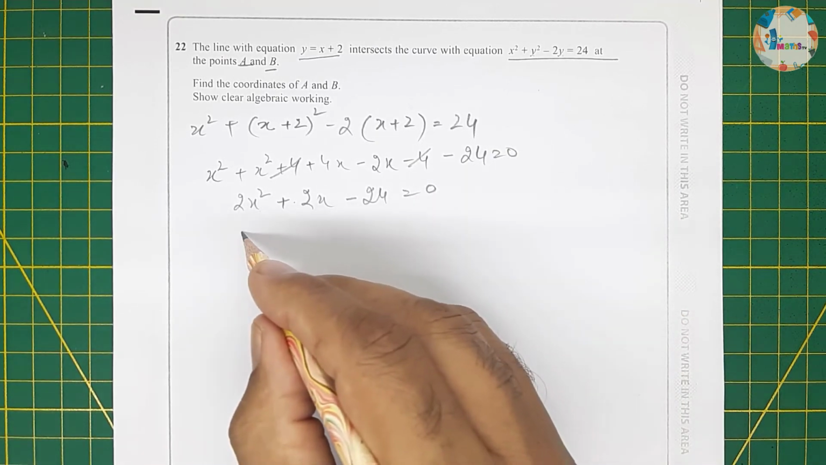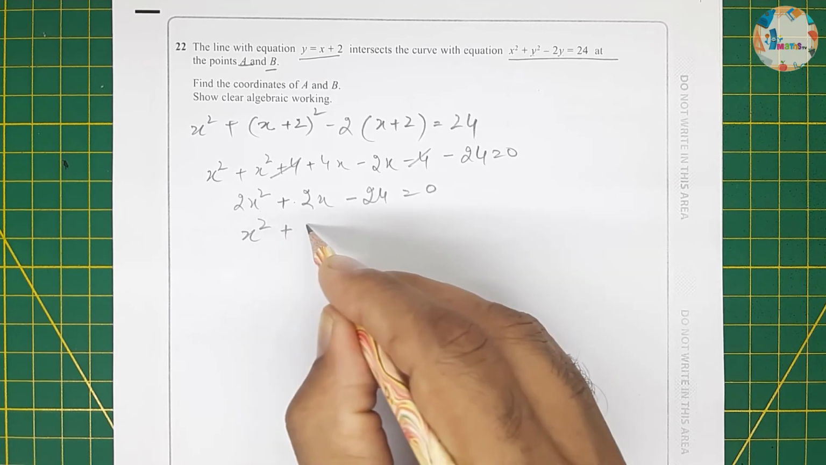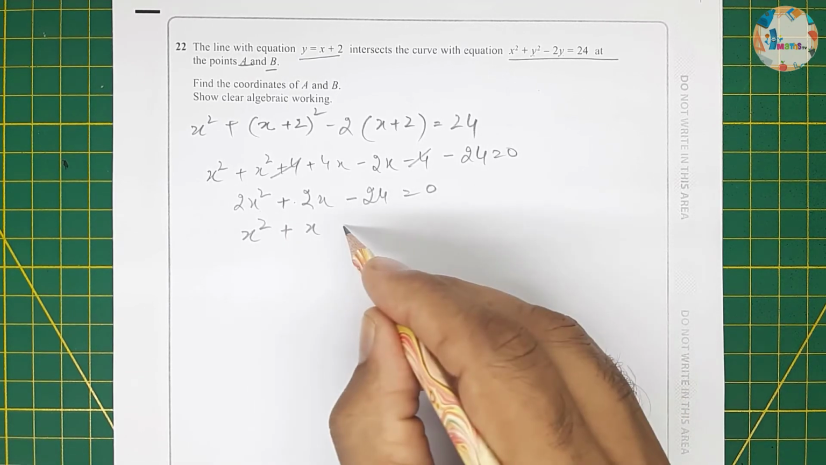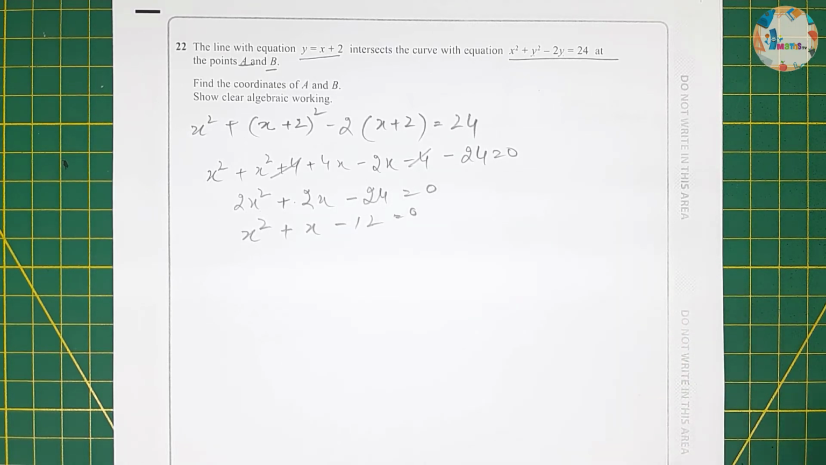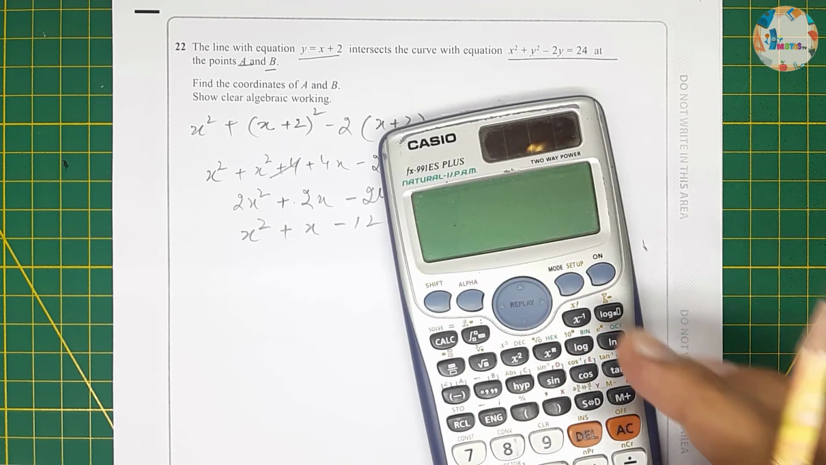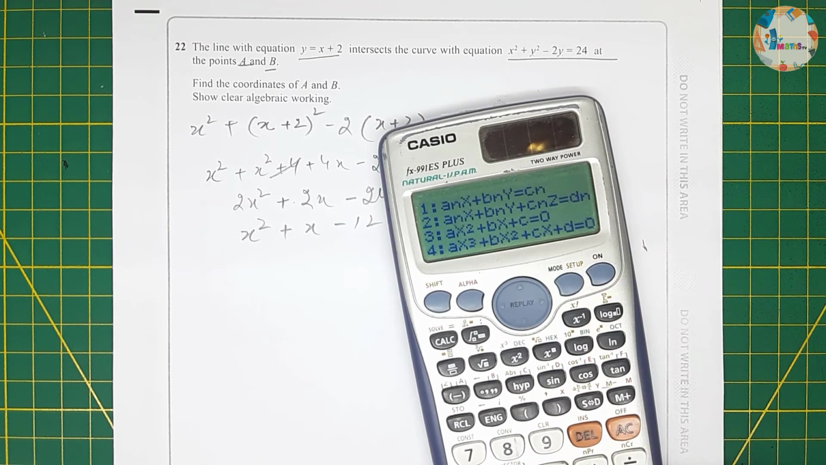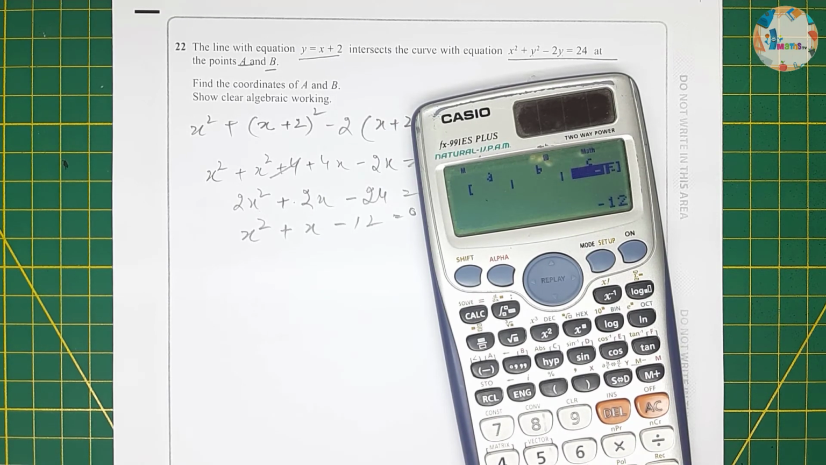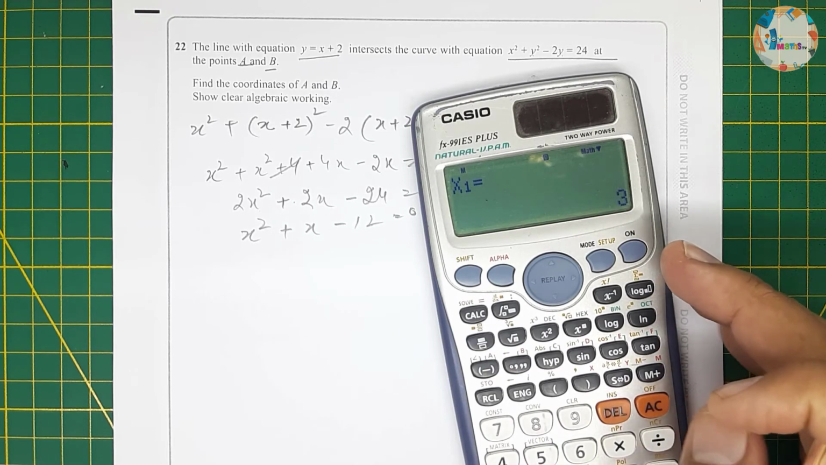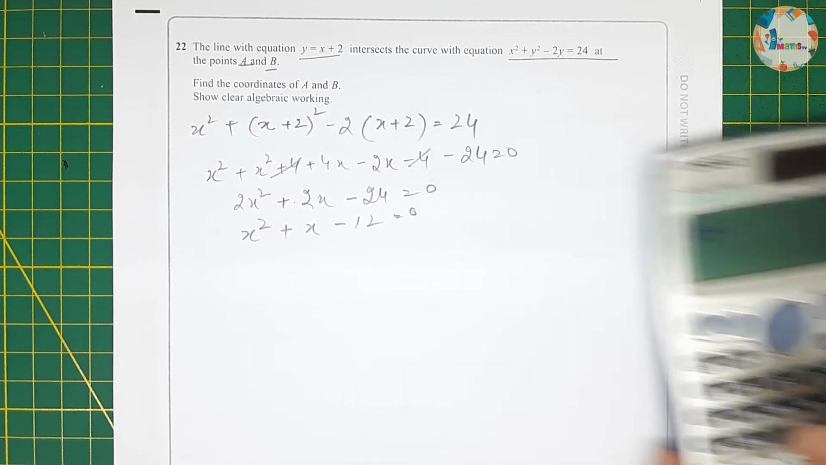We can divide this equation by 2. We will get a quadratic equation: x squared plus x minus 12 is equal to 0, and now we can factorize this one. To factorize, the coefficient of x squared is equal to 1, and the coefficient of x is also equal to 1, and the c value is minus 12, and we will check the factors. These are the x values, 3 and minus 4.